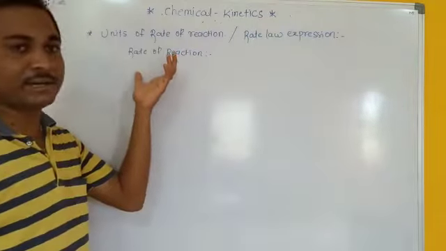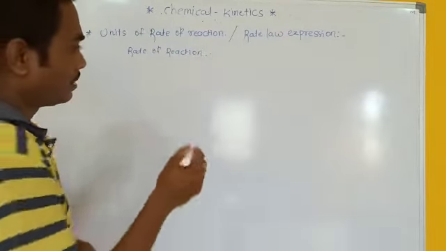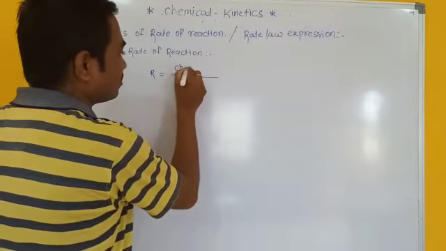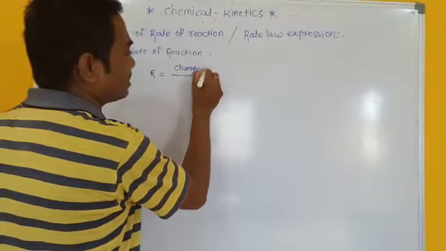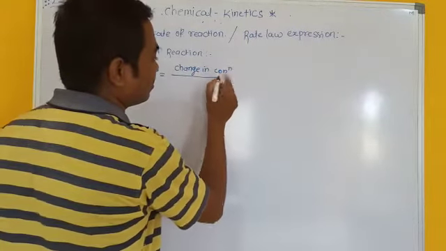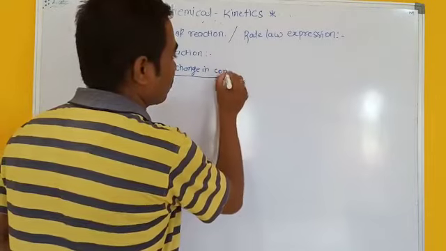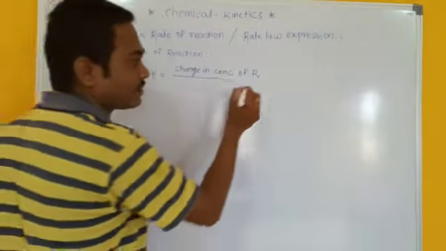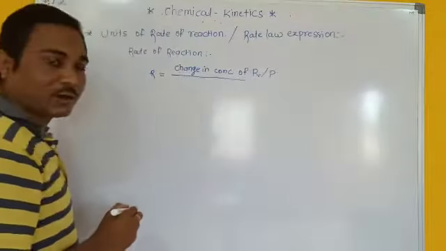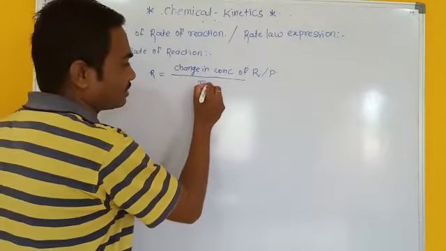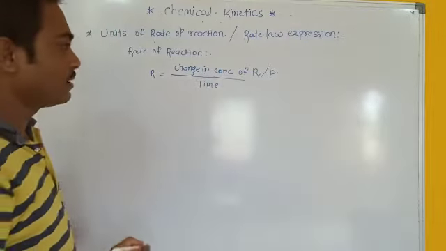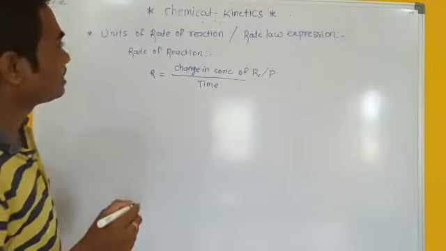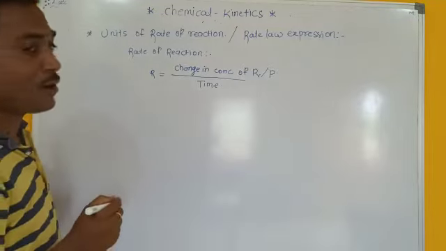We know about the rate of reaction. Rate of reaction is equal to the change in concentration of reactant or product per unit time. It is the formula for the rate of reaction. From this formula we can decide the units of rate of reaction.